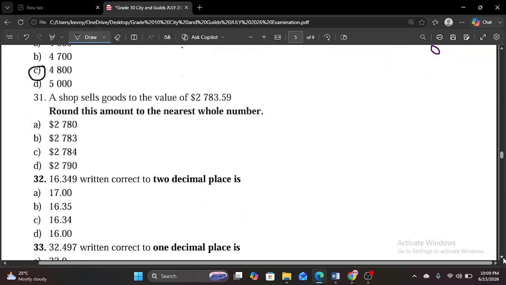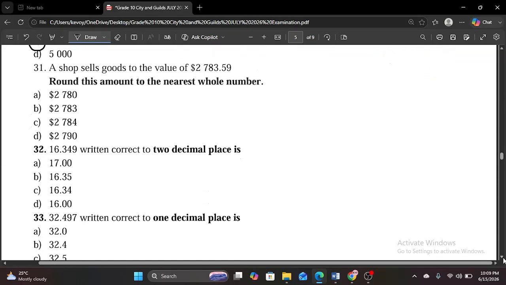Going down. A shop sells goods at the value of 2,783.59. Round this amount to the nearest whole number. So the whole number right there is going to be 3. So the whole number is a number in the ones place. So which digit is in the ones place? That's the nearest whole number.